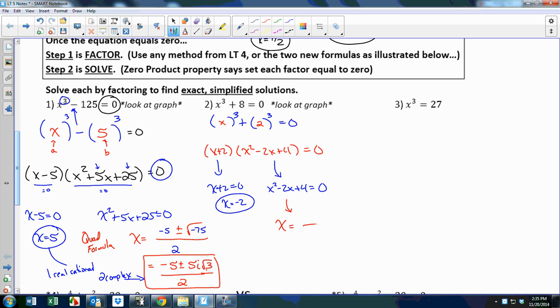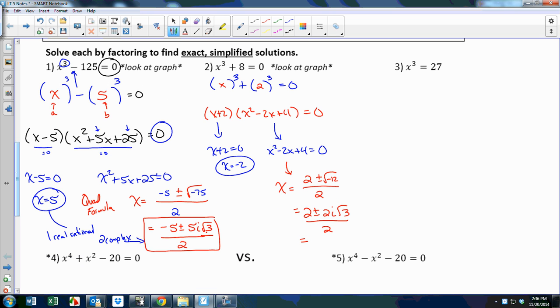But the quadratic formula would say opposite of b, 2 plus or minus some square root over 2 times a. The discriminant here, when you plug that in, you get negative 12. And that reduces to 2i square root of 3. And they're both divisible by 2. So 2 divided by 2 becomes 1, and 2i square root of 3 divided by 2 becomes i square root of 3. So your other two answers are imaginary.